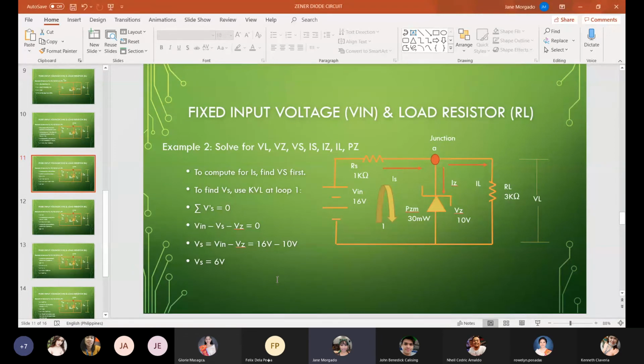Okay, so may IL na tayo, 3.33. So paano natin malalaman si IS? Ayan, dapat alamin muna natin si VS. Okay. Ayan. So maglulup tayo. Okay. Maglulup tayo dito. Ayan, dito. So starting from V-in, lumabas sa positive kaya positive. And then voltage across RS, same direction current and the loop. So sign is, ano ba?